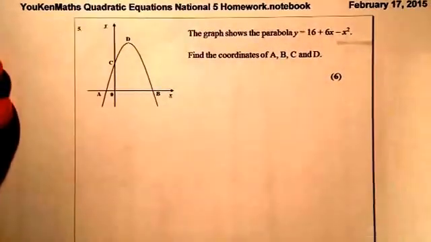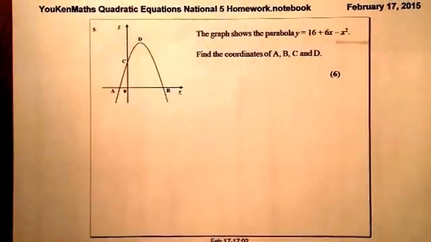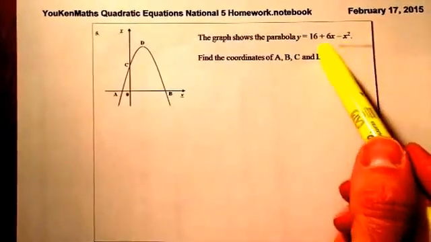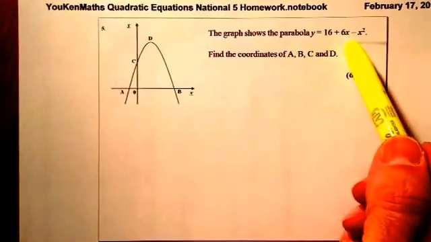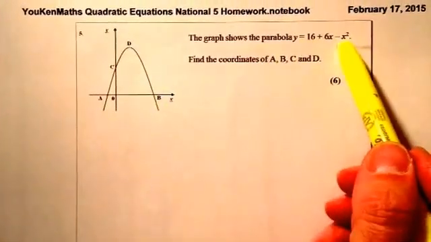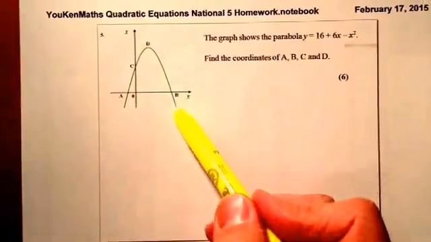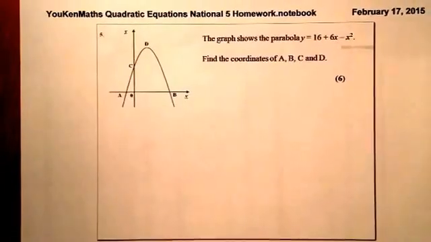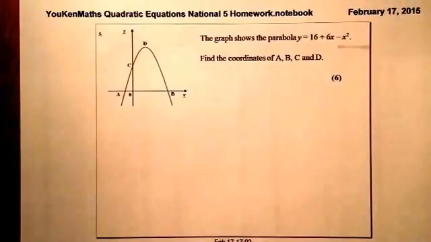Right, so let's have a look at this one here. So what we've got is we've got a graph. It's a parabola. It's y is equal to 16 plus 6x minus x squared. So it's a minus x squared, so that's a maximum. So I can see that that's a maximum there. And I have to find the coordinates a, b, c and d.